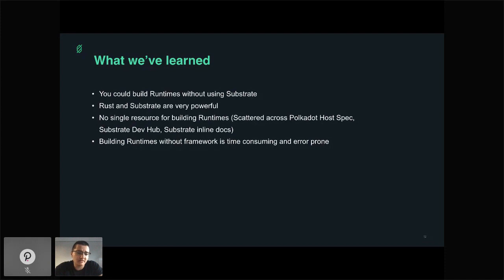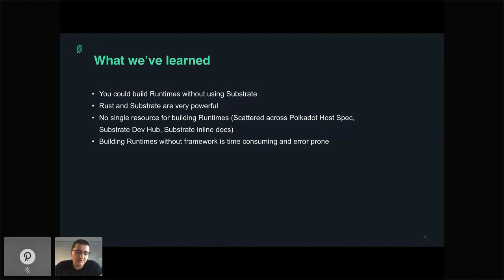In terms of the Substrate developer hub, it has a lot of information related to the architecture of Substrate and its general concepts, so it was pretty useful as well. And the last place that I mentioned, the Substrate inline documentation, when it comes to the really low-level requirements and concepts, this was the place to look at.